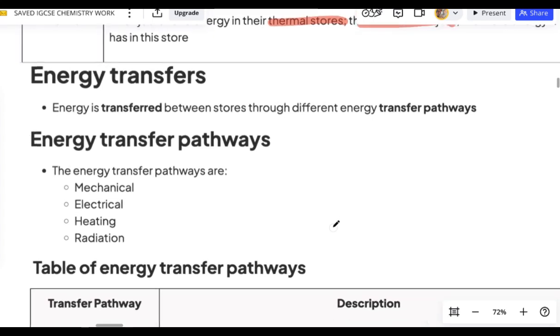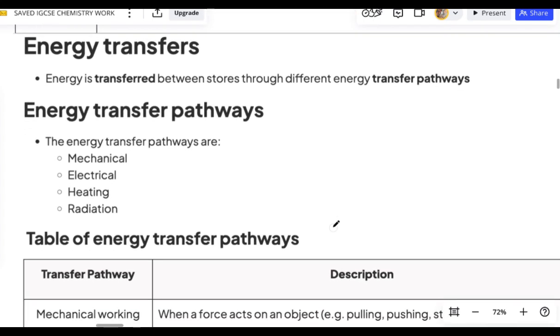Now let's take a look at energy transfer, which has been discussed in our tutorial. Energy is transferred between stores through different energy transfer pathways. Mechanical energy can be transferred to electric energy. Electrical energy can be transferred to thermal energy. Chemical energy can be transferred. So there are 4 pathways by which energy can be transferred.